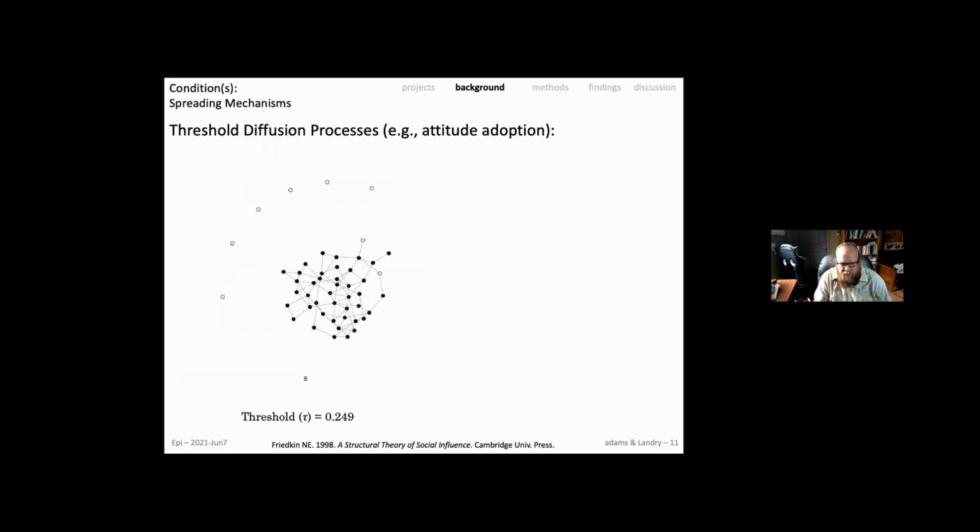So you can watch this spread through the population. It gets to the full extent, again, relatively quickly.